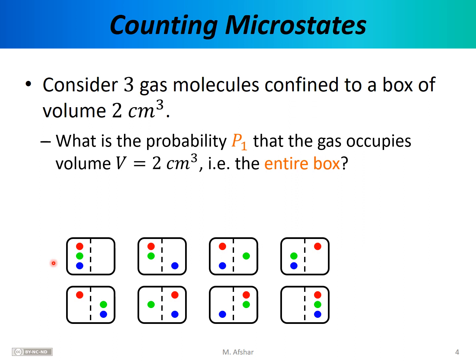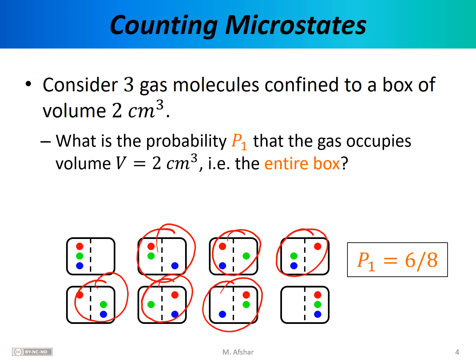Notice here we're not really specifying the velocities of the particles, simply because the probability that we want to calculate is not related to velocities, it's all about position. Now looking at these 8 possible microstates, we can see that 6 out of the 8, namely this one, this one, this one, and the 3 at the bottom, correspond to states where the gas occupies the entire box. In other words, there's at least one molecule in each half. So we can say that P1 is equal to 6/8.